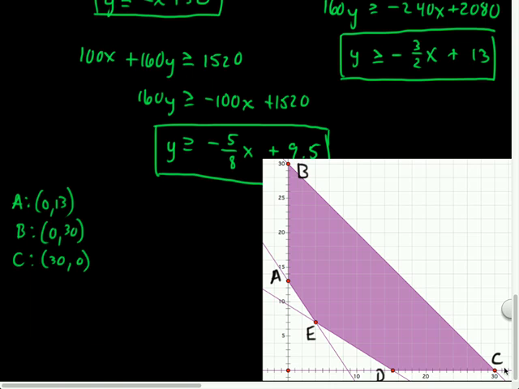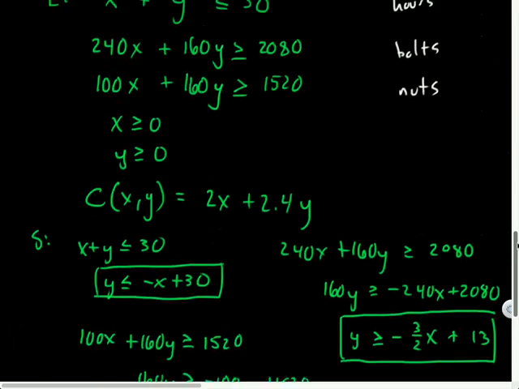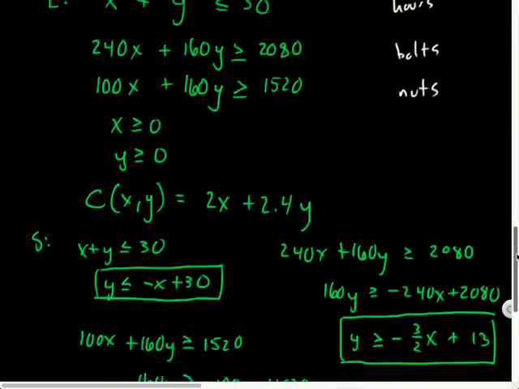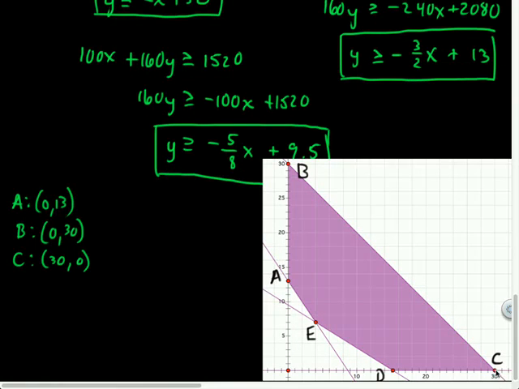So that would be the same situation. What was our x representing in this problem? X was the number of hours machine 1 runs. So (30, 0) would be a situation in which you don't even run machine 2. You only run machine 1, that situation right there.